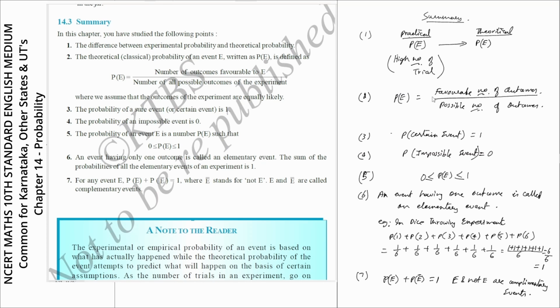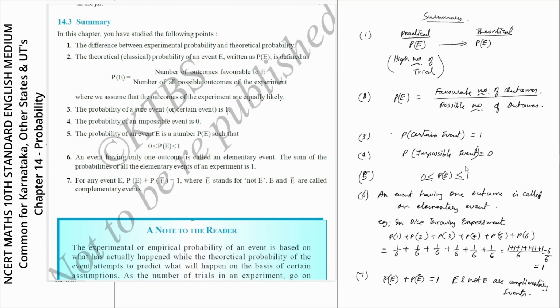And probability of an event is defined simply by the ratio of favorable number of outcomes to possible number of outcomes. And probability of a certain event is equal to 1. For example, in a dice throwing experiment, what is the probability of getting a number which is less than 7? The probability of that event will be equal to 1, because no matter how many times you throw the dice, you get a number which is always less than 7. That means probability of a certain event is 1.